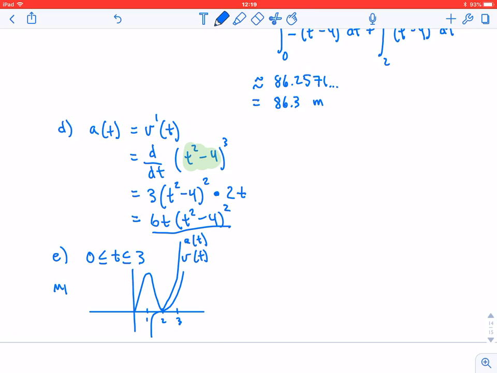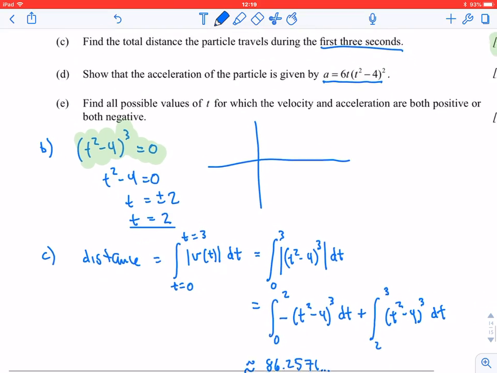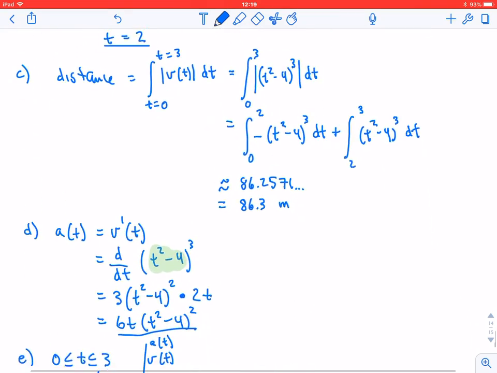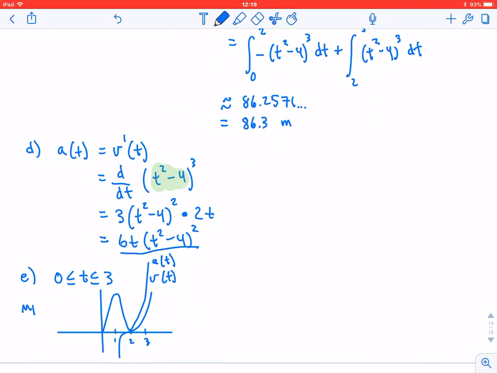And so from those two graphs, what you can obtain is that the interval where velocity and acceleration are both positive occurs over the interval 2 to 3. So 2 less than or equal to t, which is less than or equal to 3. And actually, I'm seeing now that at 2, we do not want to include t equals 2, because at t equals 2, both velocity and acceleration are 0. I think that's going to do it.